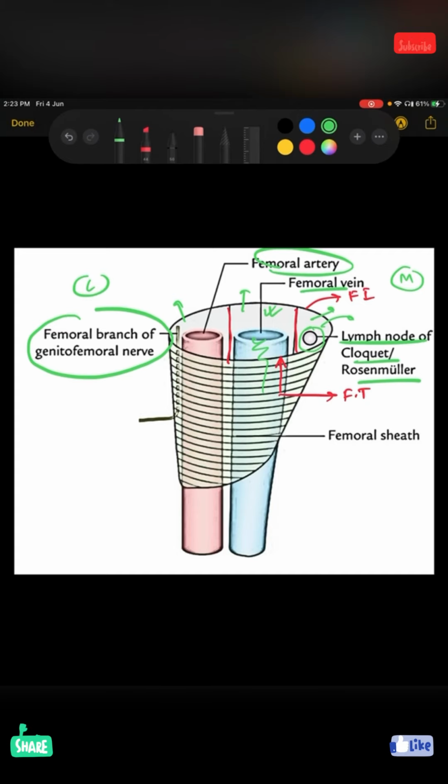So this is all about the must-know points of the femoral sheath, and I think this is more than enough to study prior to the anatomy examination, right? So let's finish it right now.